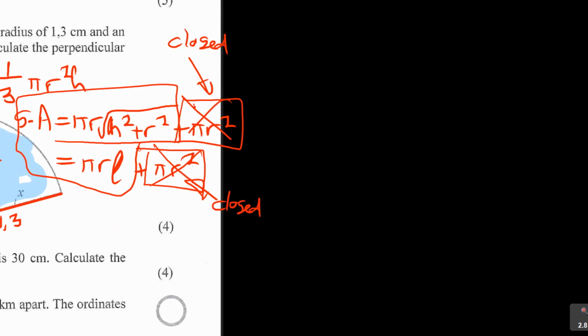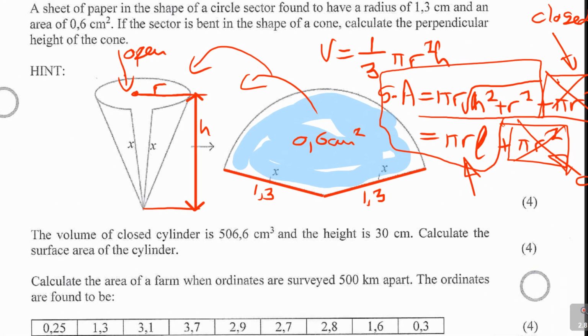We say area of cone here, area of cone, remember it's open, is equal to, the first one I'm going to take is this one, which is pi r l. Now what is L in this case? Look, L is the slant height here. This 1,3 is this one here. You see, that's why they said use this hint. There, it's 1,3. This is your L, the slant height.